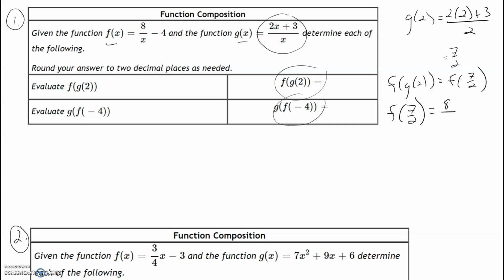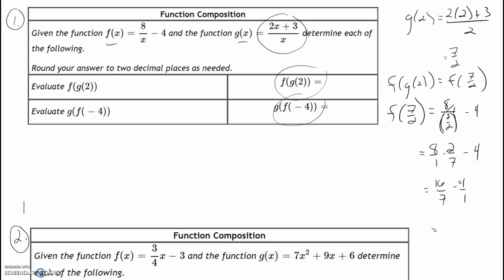8 over 7 halves minus 4. Okay, so we can make 8 a fraction if we want. So 8 divided by 7 halves would be 8 over 1 times 2 over 7. When you divide by a fraction, it's like multiplying by the reciprocal. So that leaves me with 16 over 7 minus 4 over 1. Got a lot of work with fractions here.